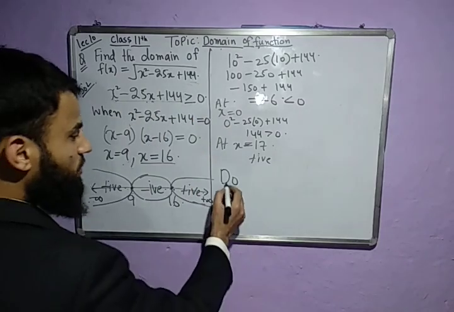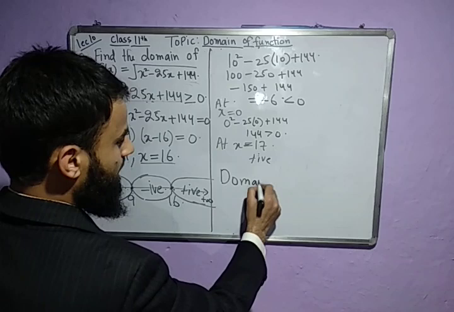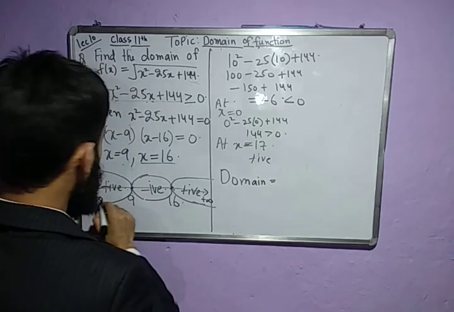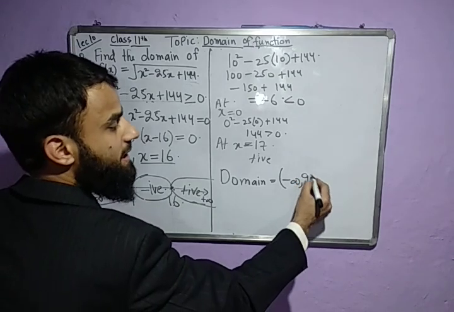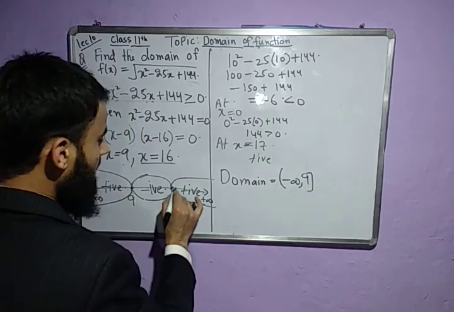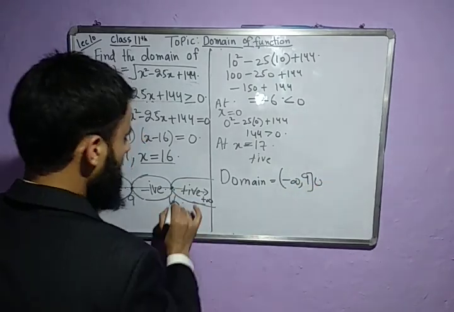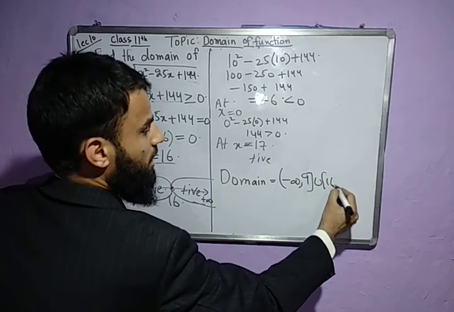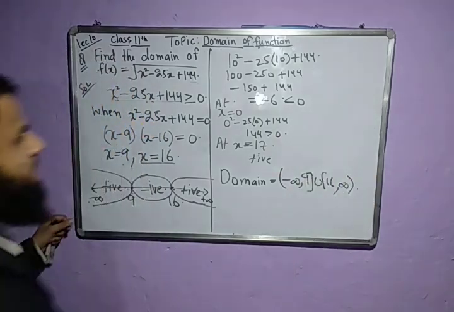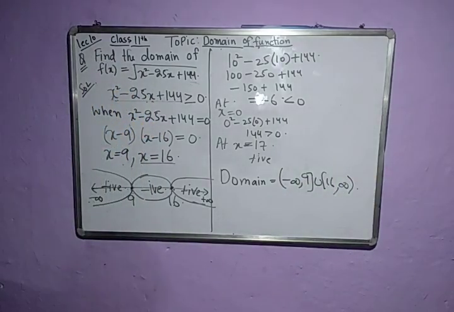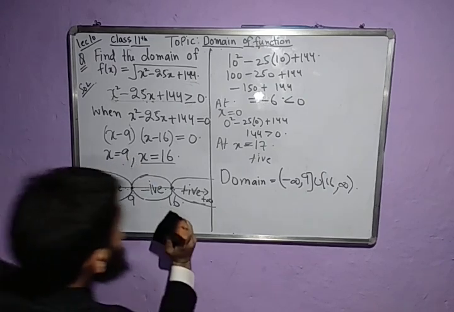Okay, so we will get the domain then. First of all, minus infinity to 9, but 9 is included, so I write it. Next, I union it with 16 to infinity. So this is the domain of the given function. Now there is a second question. I am erasing it.